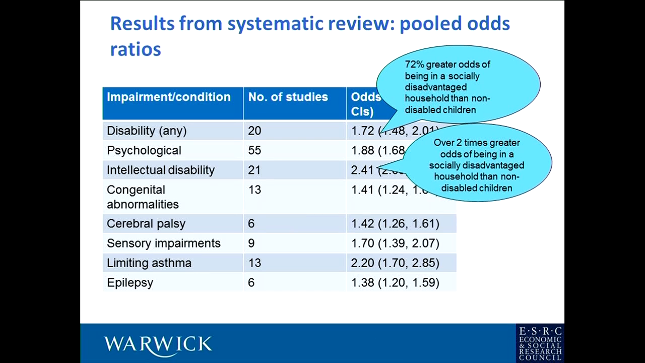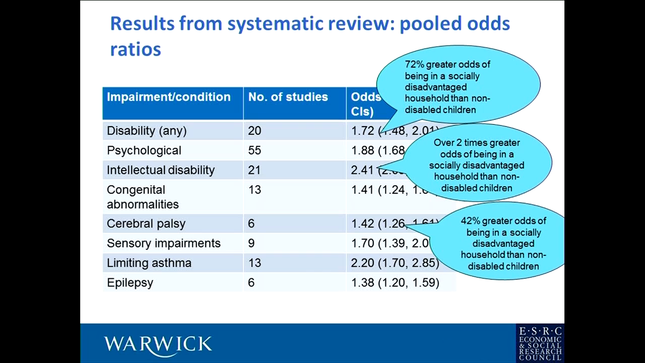We looked at children with intellectual disability, and their odds of being in a socially disadvantaged household were 2 times greater than for non-disabled children. And if we look at, for example, children with cerebral palsy, there were fewer studies here, but they had a 42% greater odds of being in a socially disadvantaged home than non-disabled children.